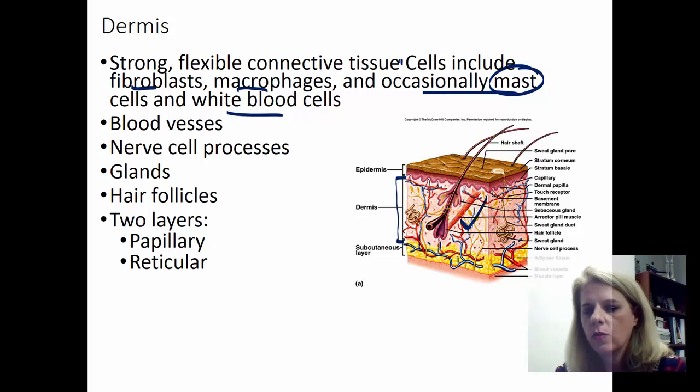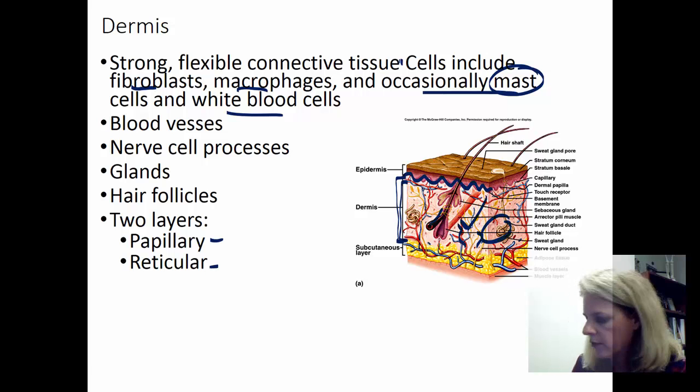Your dermis also has blood vessels. It has nerve processes. You have glands in your dermis. Your hair follicles are in your dermis. And the dermis is made up of 2 layers. You have a papillary and a reticular layer. So the papillary layer is this layer here, kind of does like that. And the reticular layer is everything deep to that. Okay, that's your 2 layers of the dermis.